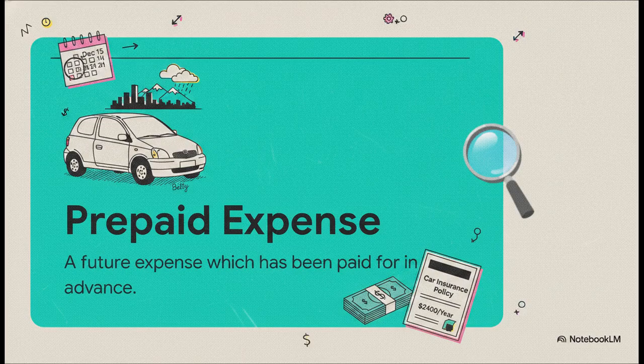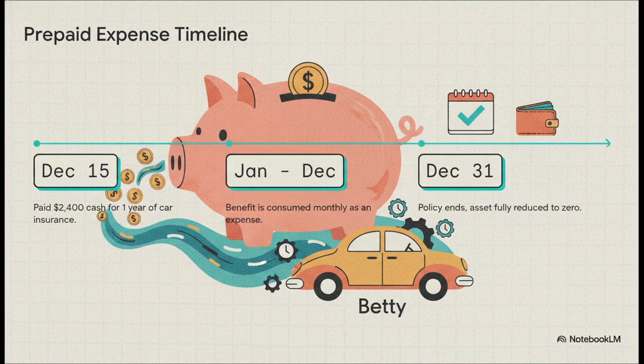So imagine having to pay a whopping $2,400 for a full year of car insurance, and you have to pay it entirely upfront in cold hard cash in mid-December. Let's actually map out the timeline of reality versus cash for Betty's insurance, because this is where the disconnect happens. On December 15th, boom, $2,400 in cash instantly leaves your bank account.